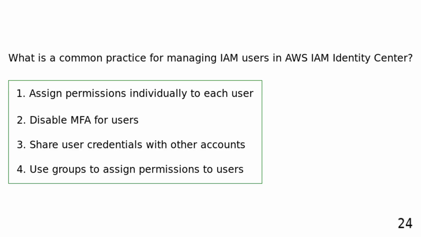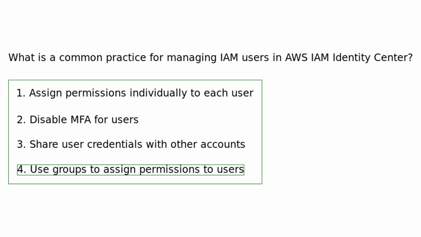What is a common practice for managing IAM users in AWS IAM Identity Center? Assign permissions individually to each user. Disable MFA for users. Share user credentials with other accounts. Use groups to assign permissions to users. A common practice for managing IAM users in AWS IAM Identity Center is to use groups to assign permissions to users, simplifying the management and application of common policies.